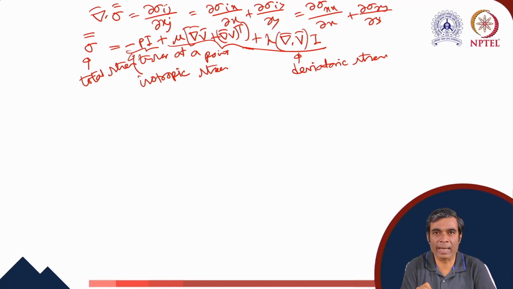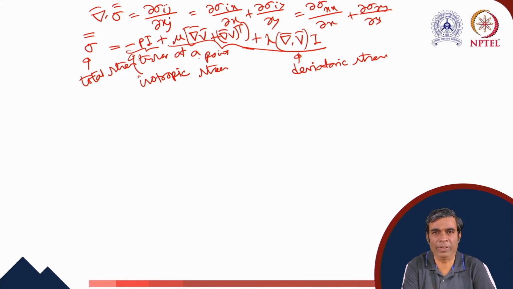Pressure is a scalar quantity, whereas the stress tensor sigma is a second order tensor. When we are writing a second order tensor on the left hand side, in the right hand side every term must represent a second order tensor, but pressure is a scalar. So to write it in second order tensor form, we introduce the Kronecker delta operator, capital I, which is a second order tensor and which makes the isotropic stress a tensor part.